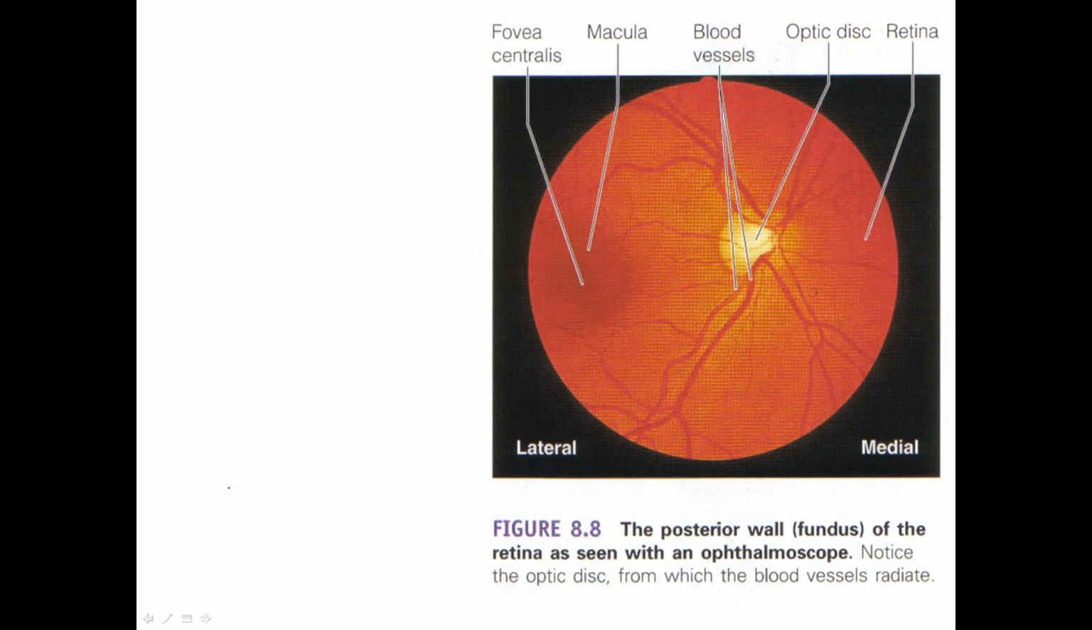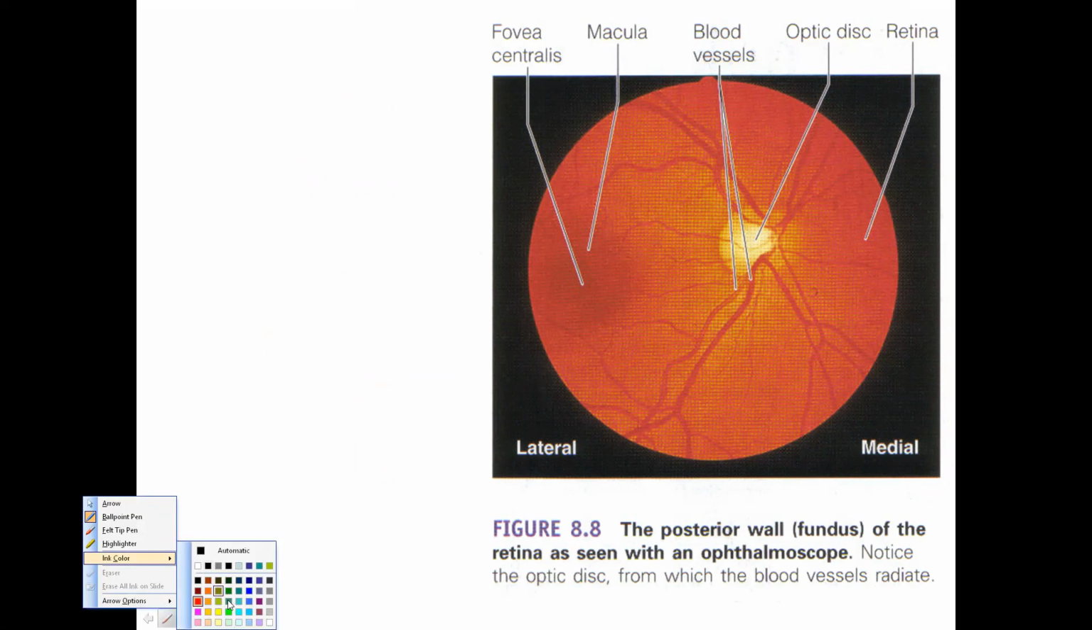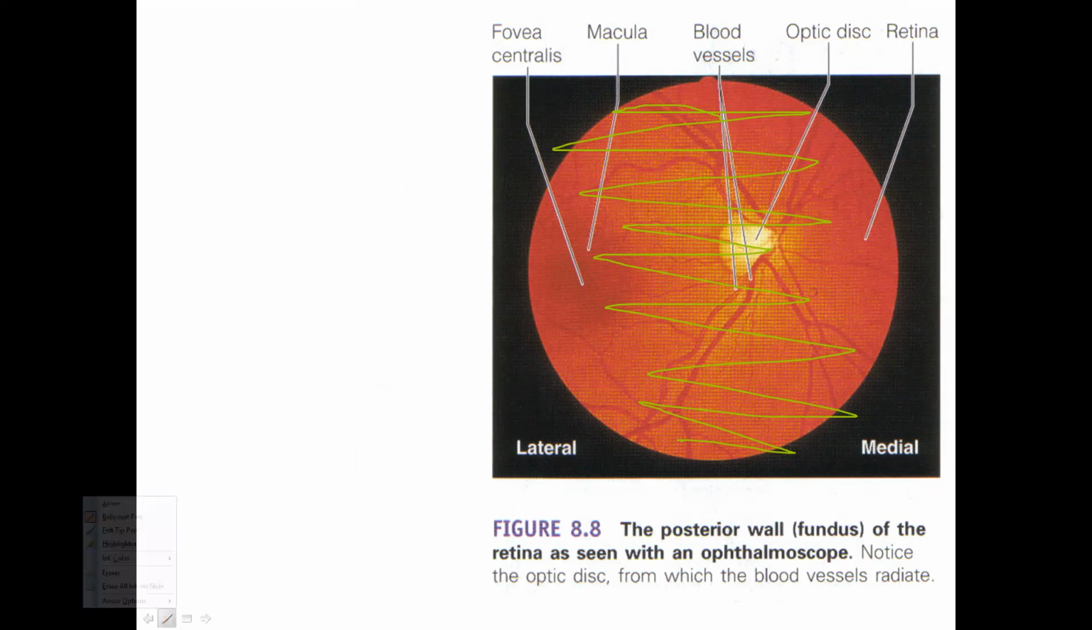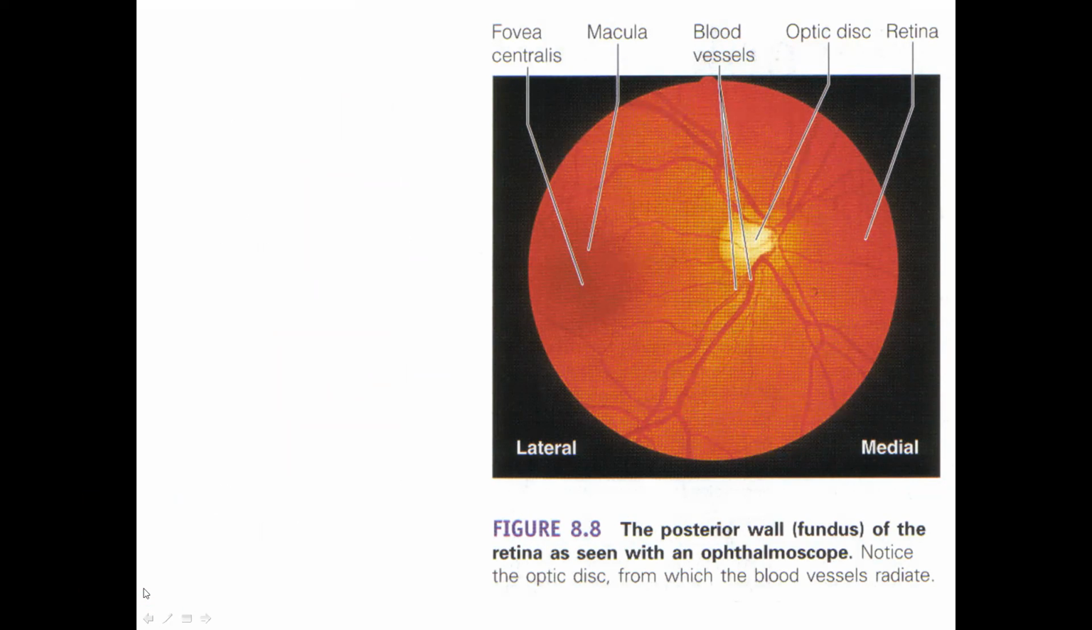This is what the back of the eye, the posterior aspects of the eye, should look like. All of this that you're seeing is called the fundus. Everything in the back of the eye is called the fundus. That's why you use a fundoscope, also known as an ophthalmoscope, to look into someone's eye to look at the structures.